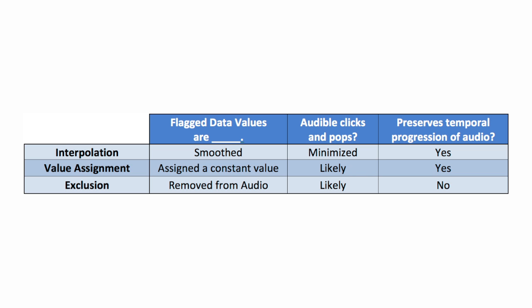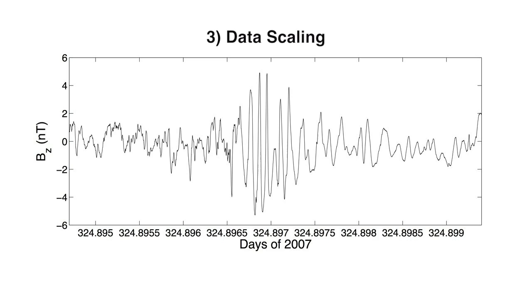Now that we've discussed how to clean the data, we'll review the basic concepts of the scaling process. This interval spans roughly 4,000 data samples from solar wind magnetic field measurements gathered by the WIND spacecraft on the 19th of November 2007. What we are observing here is the passing of an interplanetary shock. Appropriate scaling will maximize the signal-to-noise ratio of the audio signal while simultaneously avoiding clipped values.